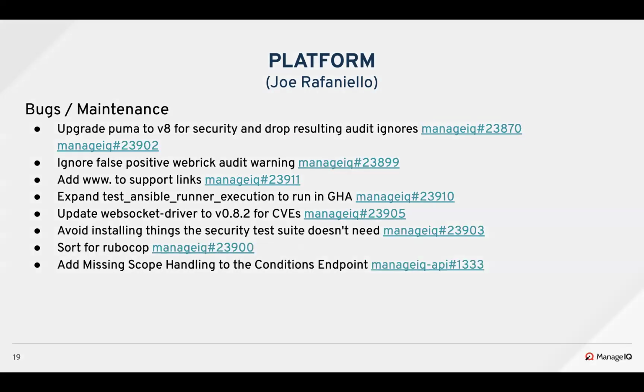Puma was upgraded to version 6 for security, and we had an ignore in the audit file that was removed. Also, WEBrick had a security issue, so it was ignored because we don't actually use WEBrick in our production deployments.